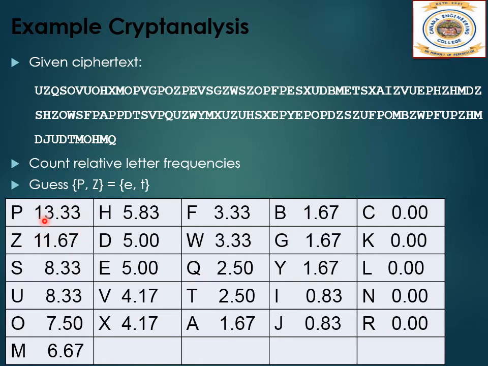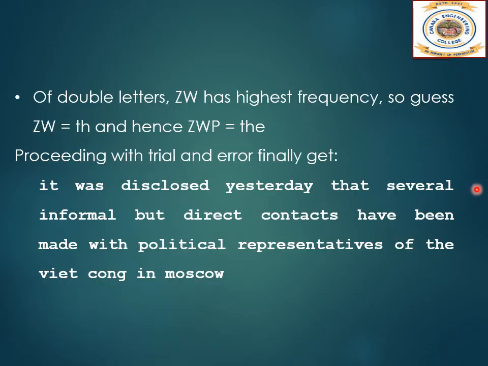Seeing the frequency listed from the cipher text and the English letter frequencies, how they appear. Then after that, he checks the double letters. Say ZW has the highest frequency. ZW having the highest frequency means we have seen TH, the double letters which come together. Then what is ZWP? P we have taken from previously, we have seen that it is E, correct. So here he assigns P with E. So ZWP will be THE.